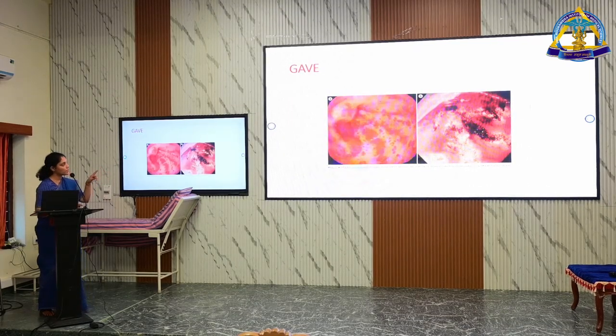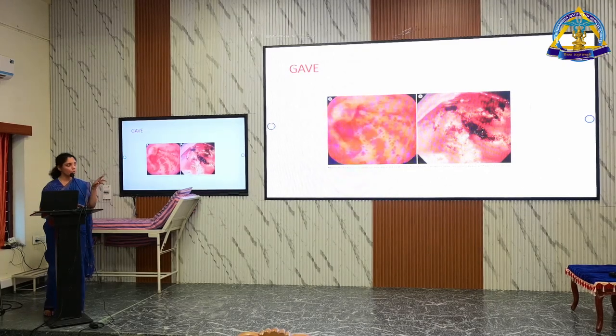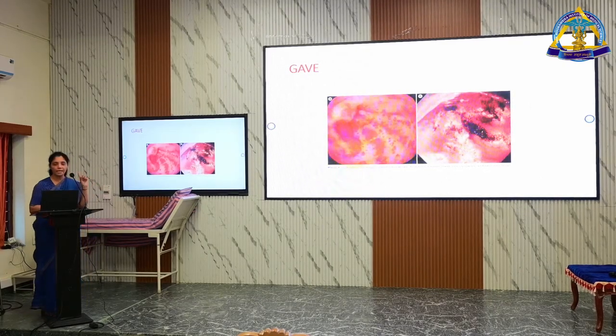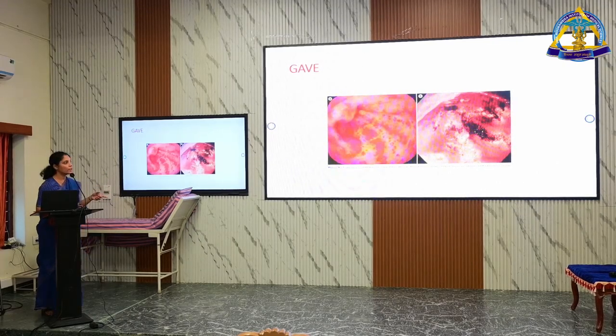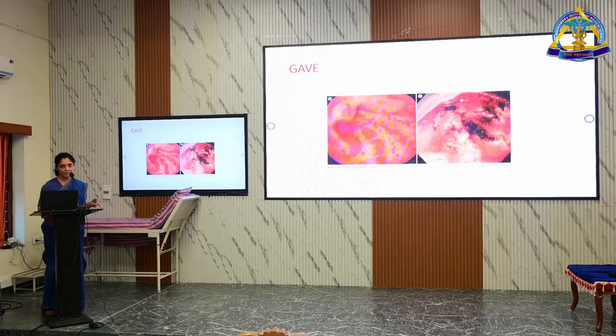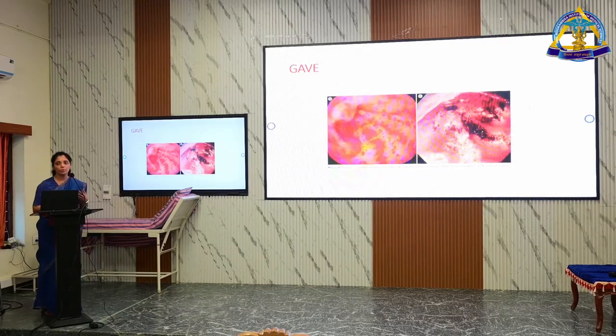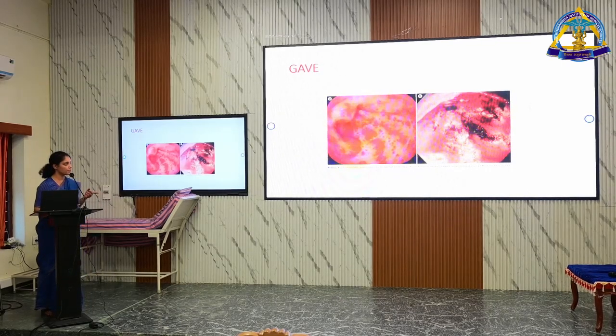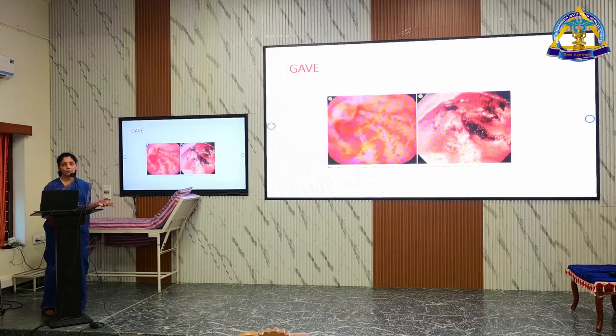And this is what is called the watermelon stomach. This watermelon stomach is typical for gastric antral vascular ectasia. In the second picture, you see that the endoscopist has tackled it with a modality called argon plasma coagulation, or APC. In many cases we have to go for repeated APC in such patients if they develop anemia again and again.